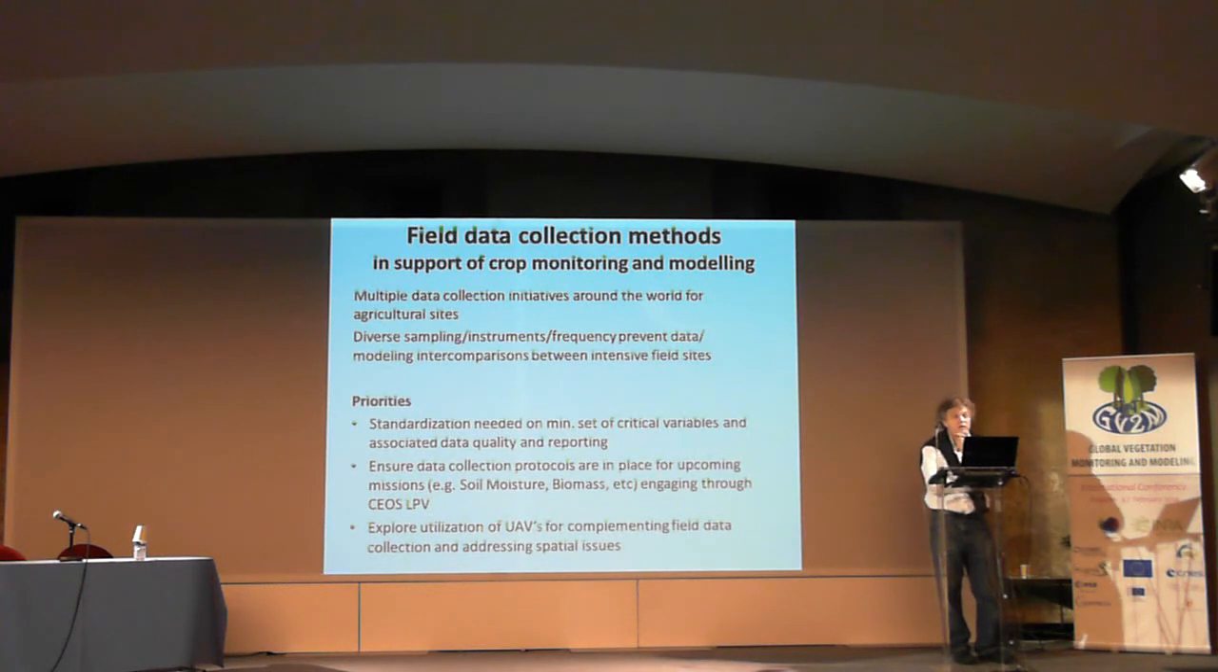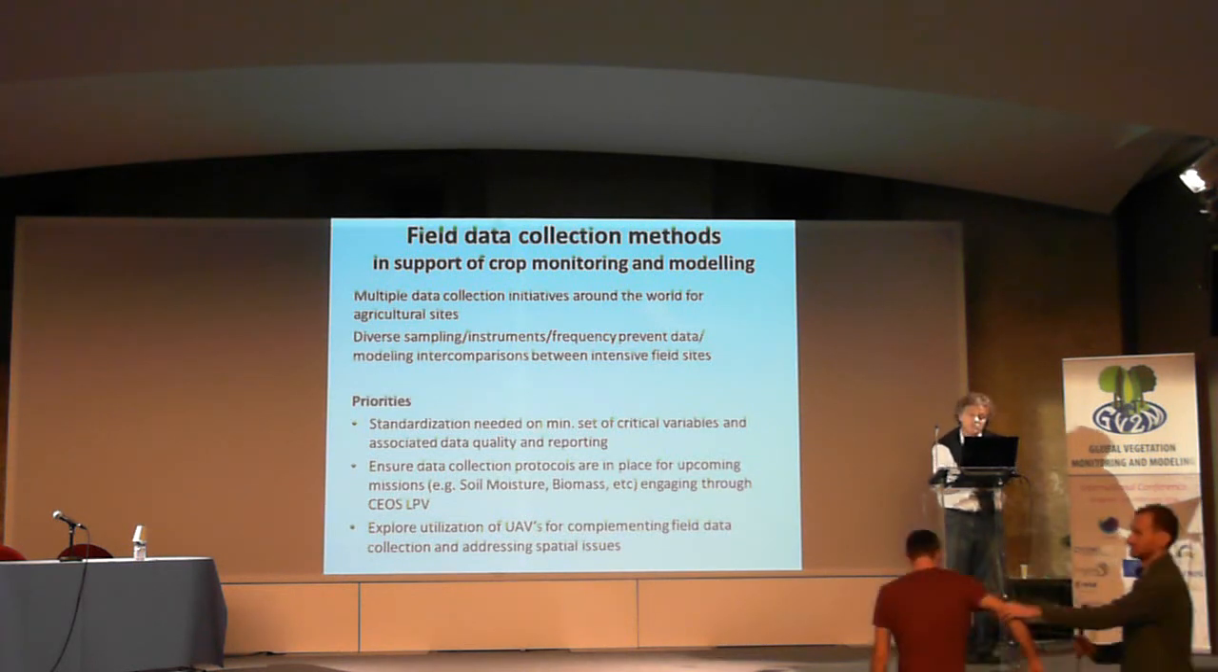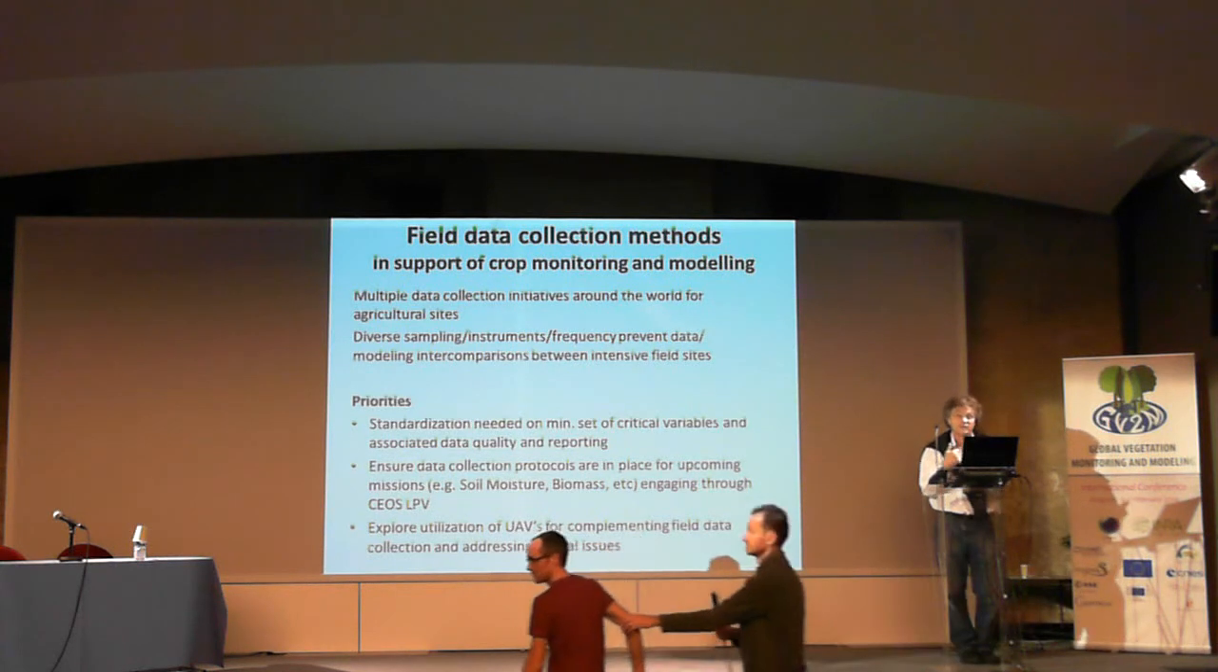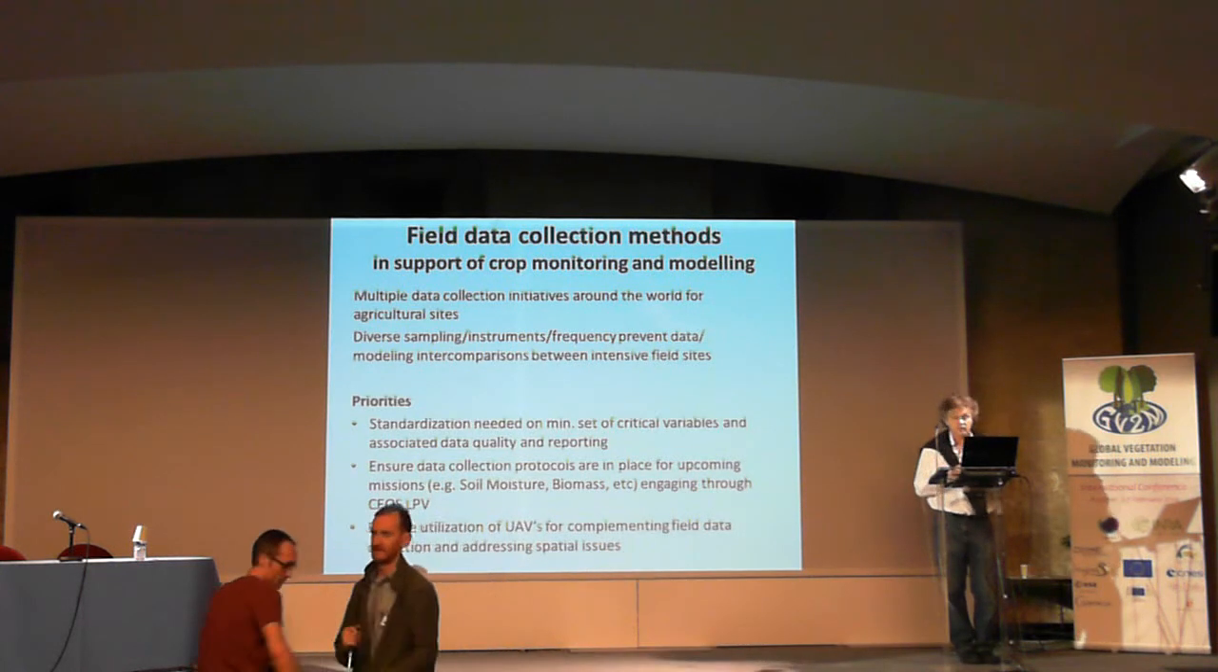We need to assure that data collection protocols are in place for the upcoming satellite missions. We've got soil moisture and biomass, and we really need to get ahead of the game with the land product validation working group of CEOS and make sure that the data collection protocols and the accuracy assessment methods are integral to these missions. Explore the utilization of UAVs. This is something taking off in the agricultural community, particularly in the commercial sector, associated more with precision ag. But I think we have an opportunity with those sensing systems to use them to complement our field data and to address the issues of scaling up.